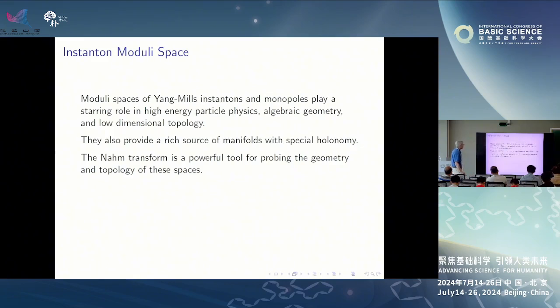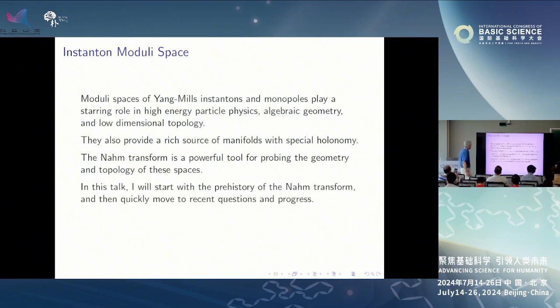Okay, so we want to use the Nahm transform to probe the structure of these moduli spaces. And so what I want to do in this talk is start with an alternative history, I'll say, of the Nahm transform, some history as it should have been, maybe. And I won't spend much time on the real history. And then I'll quickly move to recent questions and recent progress since the study of the Nahm transform. And then I hope, since I see there are lots of young people here, to have some time to discuss accessible questions that are open for immediate attack.